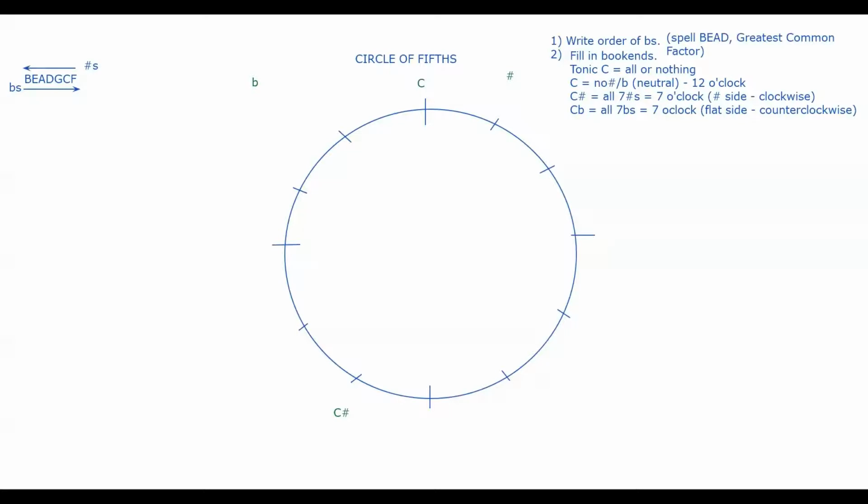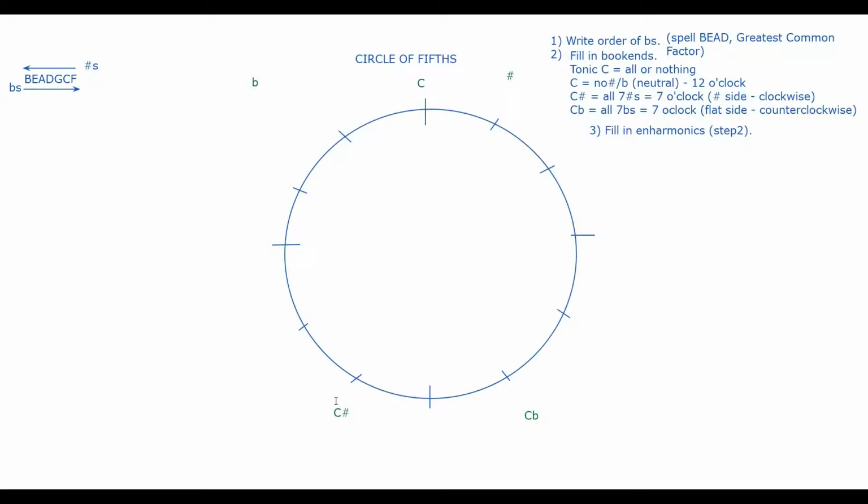So 1, 2, 3, 4, 5, 6, 7. C flat should be here. Okay. Those are my bookends. Now from there, I'm just going to fill in enharmonics of keys that I already have written out from step 2. Okay. Going to take a lot of guesswork out.